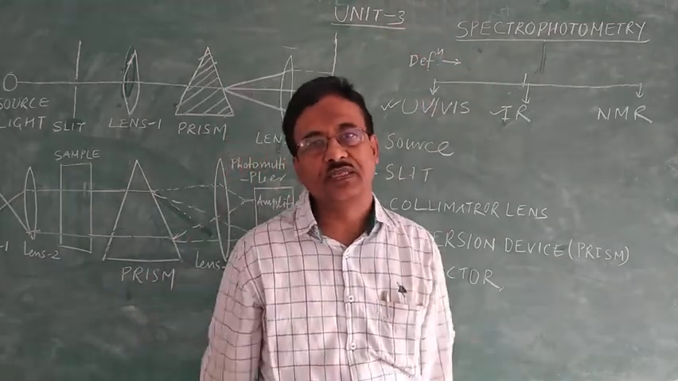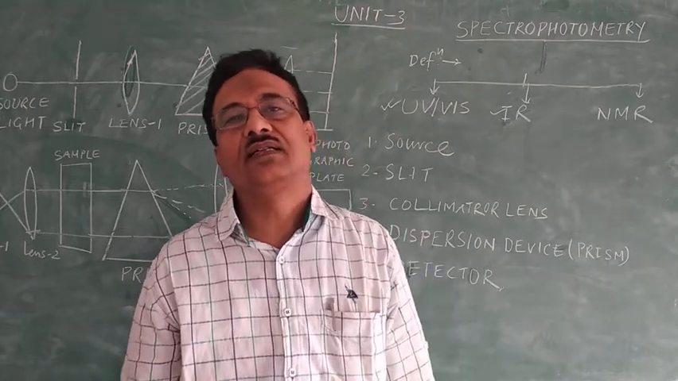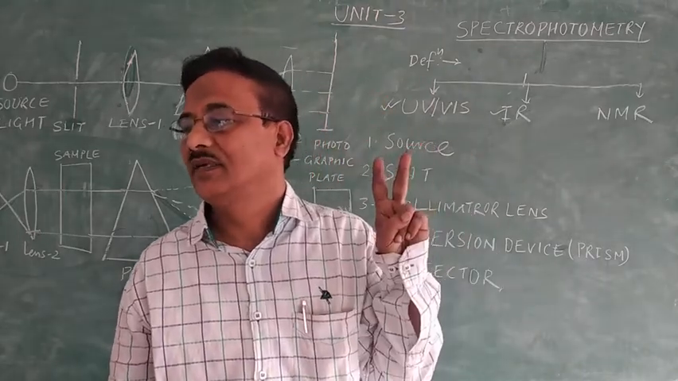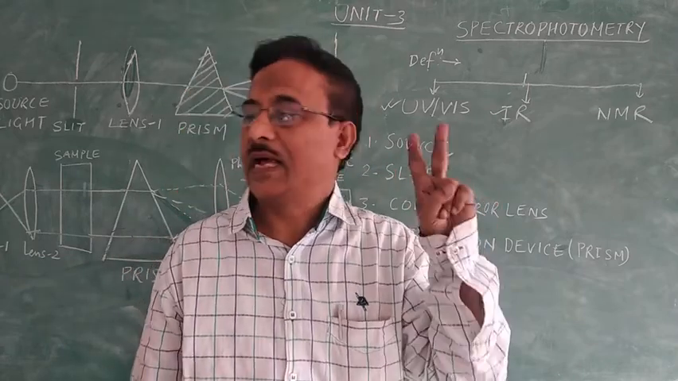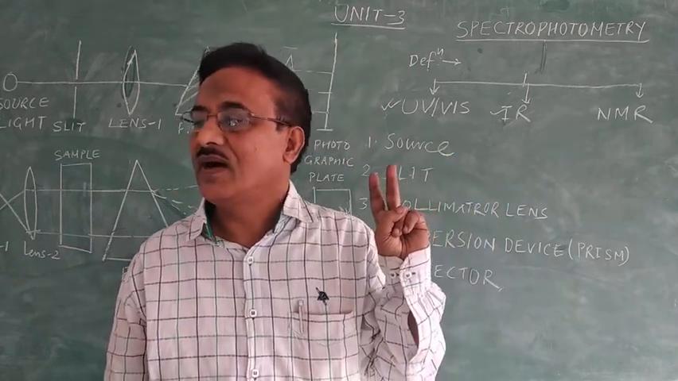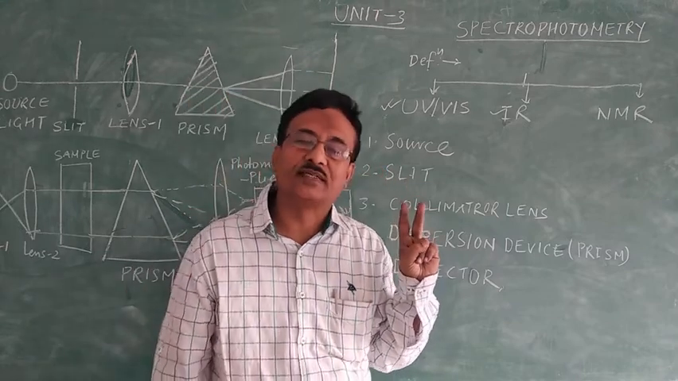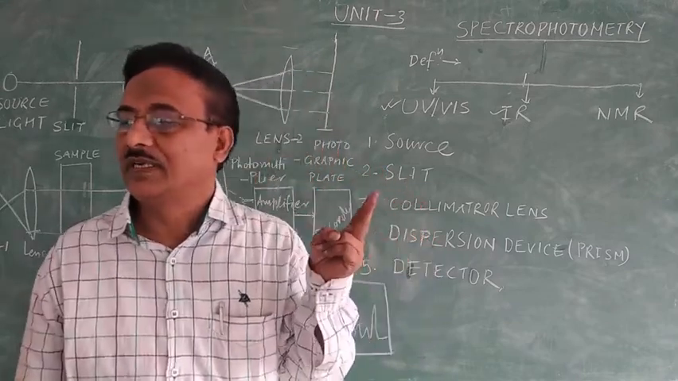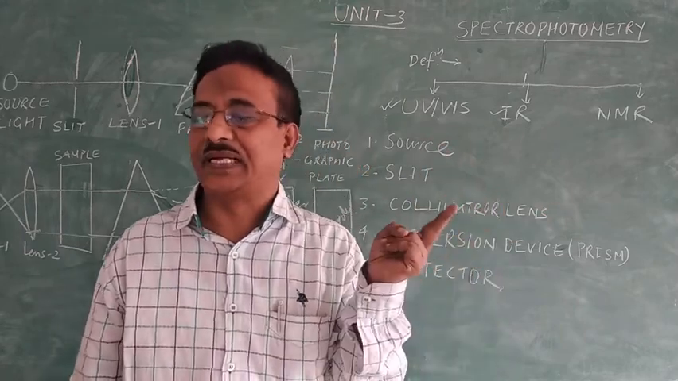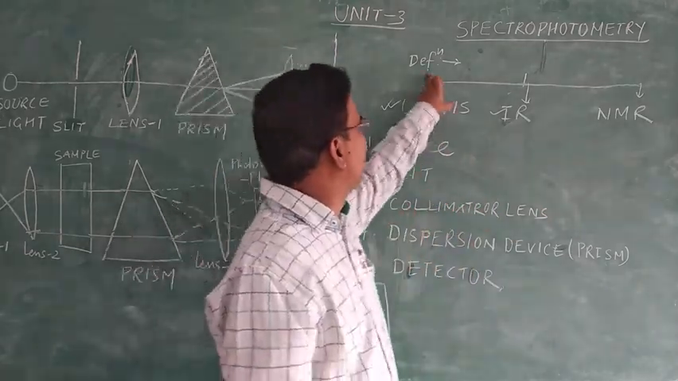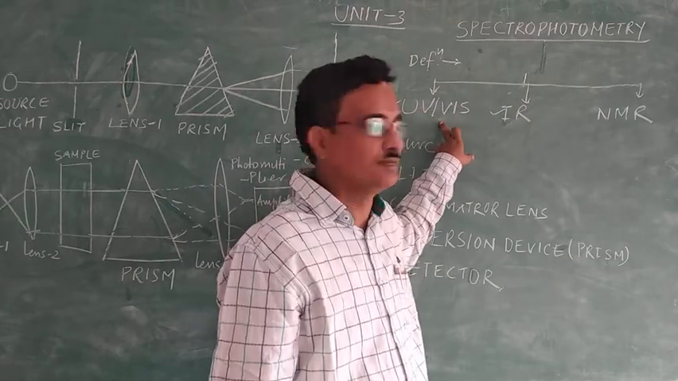All of you know, at graduation level, there are two types of spectra. One is emission spectra and second is absorption spectra. The third type of spectra is known as visible or invisible spectra. It is classified in three parts.